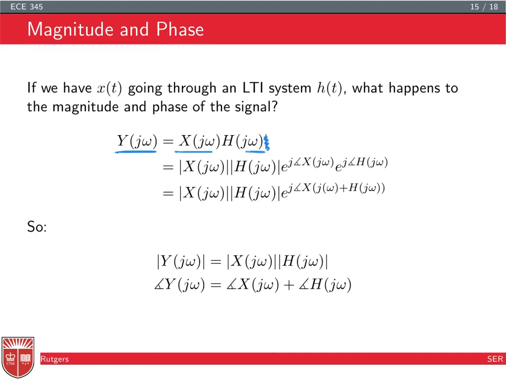For this reason, to get the magnitude of the output of an LTI system, the magnitude of the output is the magnitude of the input times the magnitude of the transfer function, the frequency response. And the phase of the output is the phase of the input plus the phase of the frequency response.